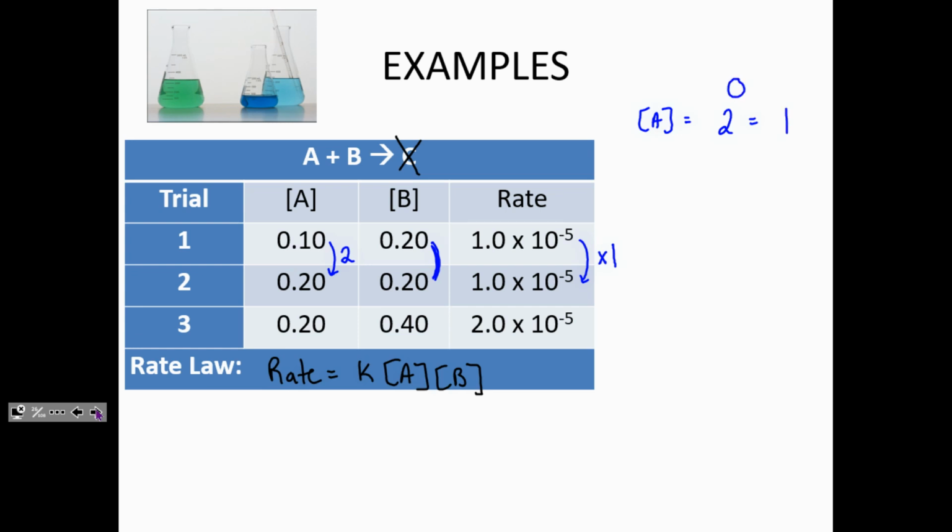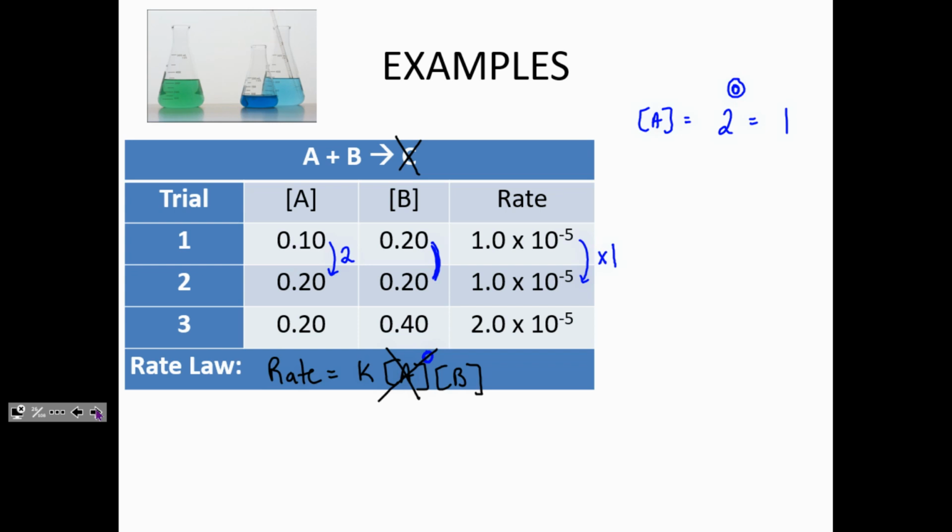So 2 to the what power gives you 1? If we know our exponent rules, anything to the 0 power is 1. So for reactant A, we have a 0 exponent. And that whole term is actually going to cancel out because of that. So we're not even going to have A in our final rate law.